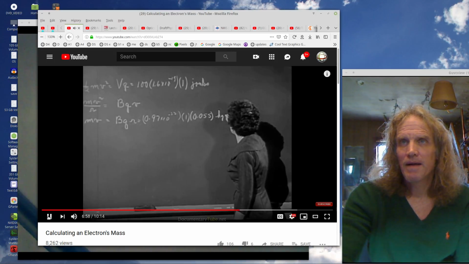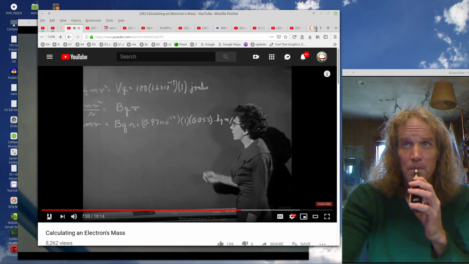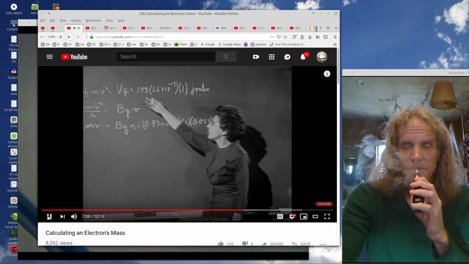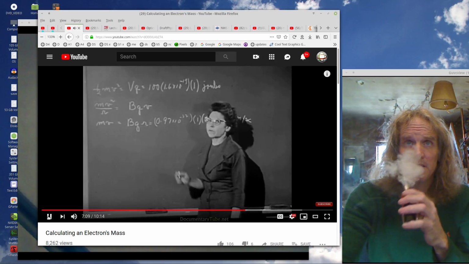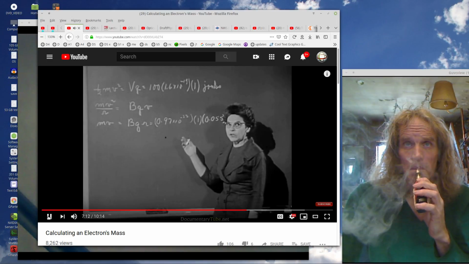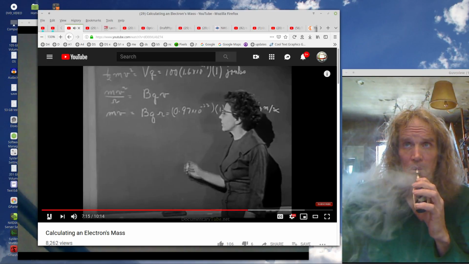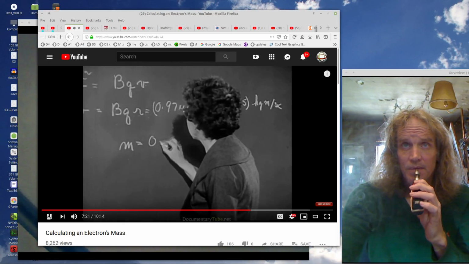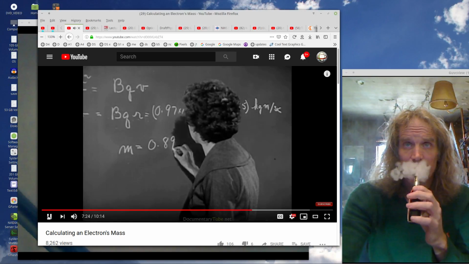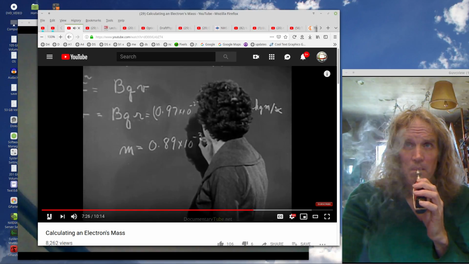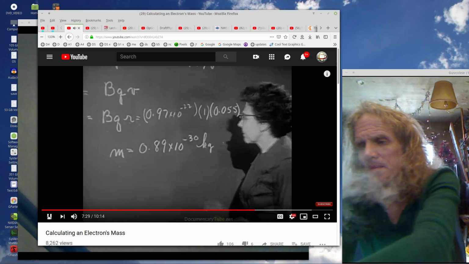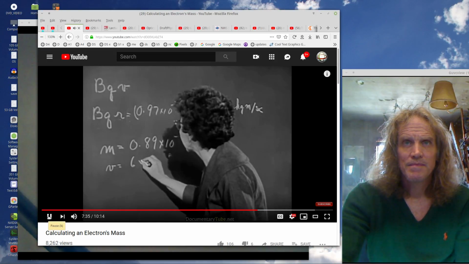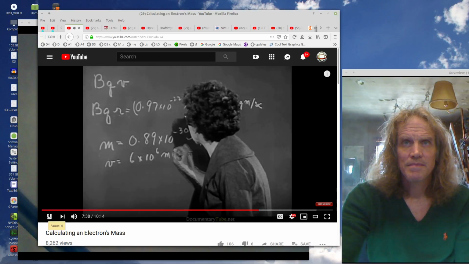Electron traveling in the particular circle that we've been watching. Now it's clear that from these two equations we can determine both the mass and the velocity. And when we do this, for the particular values we have here, we get the mass of an electron is equal to 0.89 times 10 to the minus 30 kilograms. Incidentally, the velocity in this case is about 6 times 10 to the 6th meters per second.